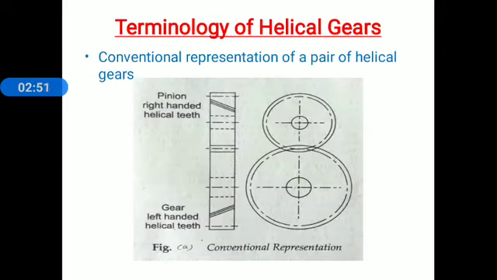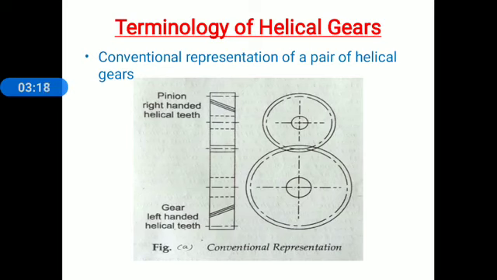Next point, terminology of helical gear. See this sketch. This is the conventional representation of a pair of parallel helical gears. It is necessary to show the hand of helix or the direction of the tooth on the drawing. The hand of helix is indicated by drawing three thin continuous lines.